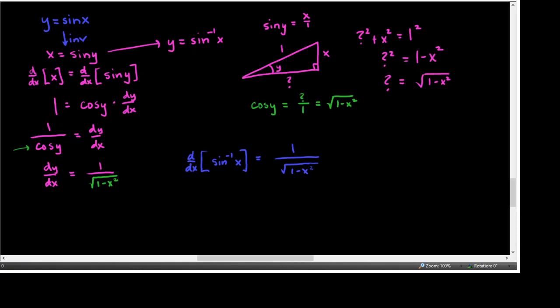If you turn to the next page, we've done a similar thing for the other 5 inverse trig functions, by starting with the regular function and forming the inverse by switching x and y, then using implicit differentiation to find dy dx, and then using a triangle to rewrite that in terms of x as your final answer. Those are the results.